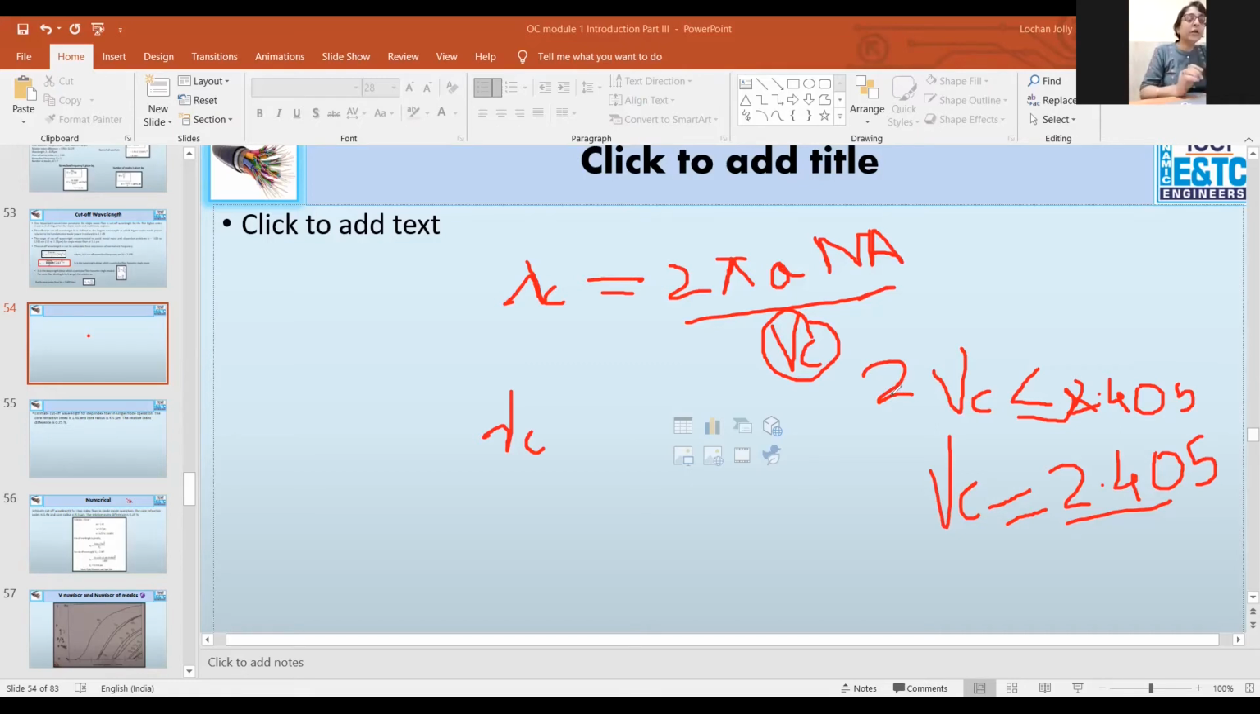Am I able to explain what a single mode transmission means? Single mode transmission means there is a single mode traveling through it. For that, the condition is that the V number should be less than or equal to 2.405, right? So when I say 2.405, it's a boundary condition, and corresponding to that boundary condition, there is a wavelength.